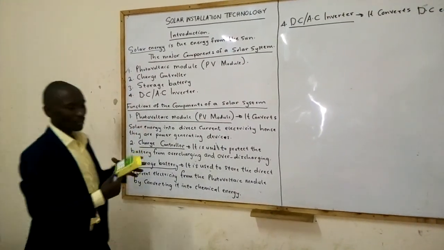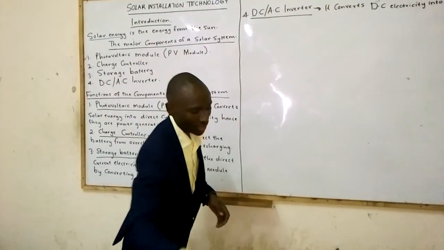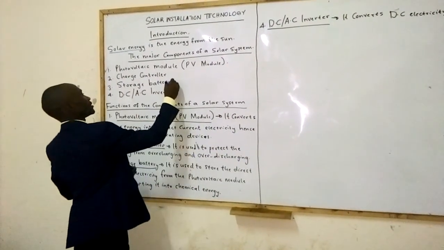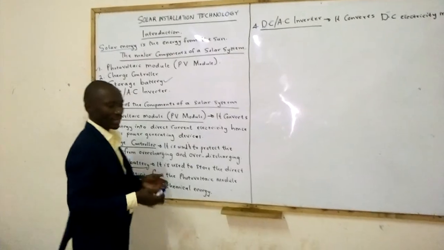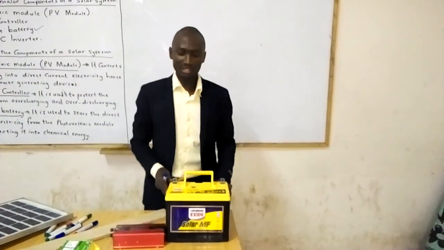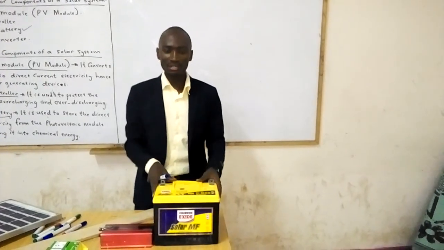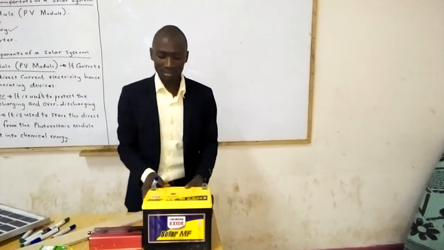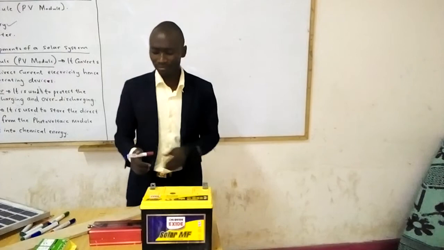Then the other component that is used in solar installation is the storage battery. A storage battery is this one. So this is the battery. This is the one that stores the energy and the charges in terms of chemical energy.